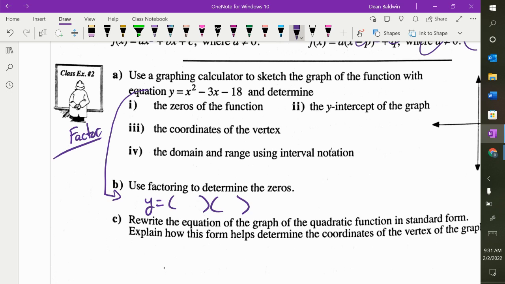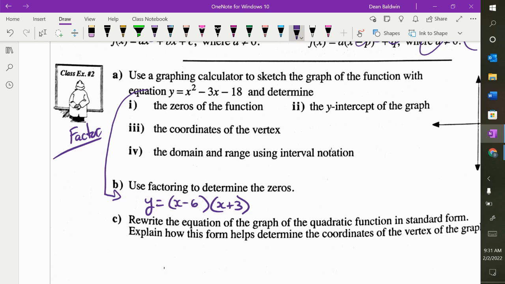6 and 3. Which one's negative? The 6. So, x minus 6, x plus 3. You need to be able to factor in this class, and not just these kind. I'll go through the other kinds where you have a 2 or a 3 as the a value in front there. You need to be able to factor.